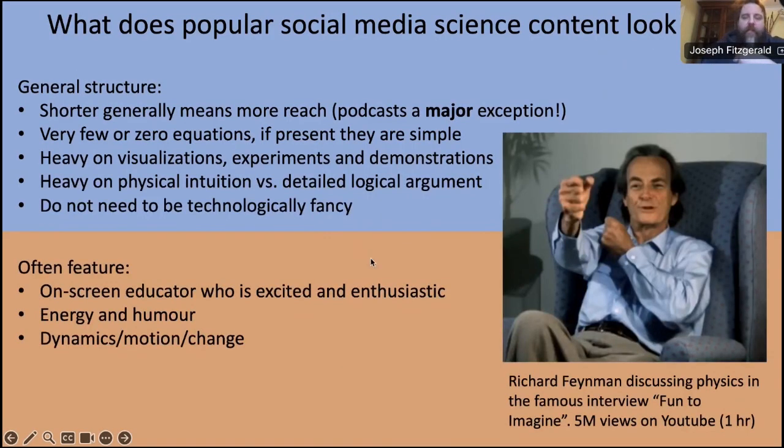Okay, so what do these things look like? So these popular social media science communications, what do they sort of look like in general? So we just saw two examples, and I tried to look at a few and come up with some basic ideas as to what are their unifying characteristics. And what I've noticed is that generally shorter communications videos tend to have more reach.